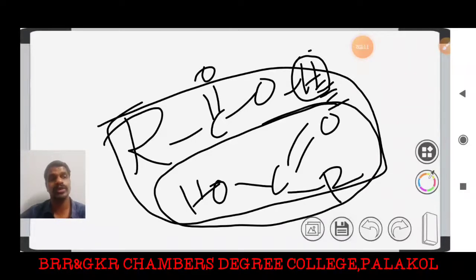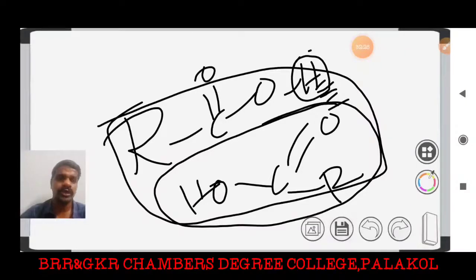Hydrogen bonding is of two types: one is intramolecular hydrogen bonding and another one is intermolecular hydrogen bonding. In alcohols and phenols, and here in carboxylic acid, we observe intermolecular hydrogen bonding.